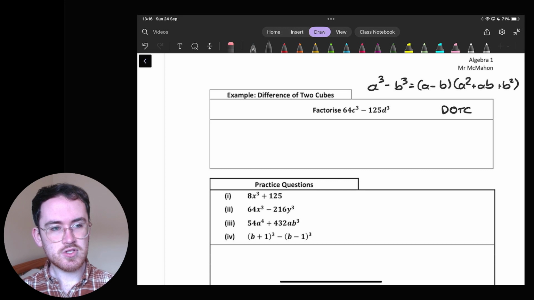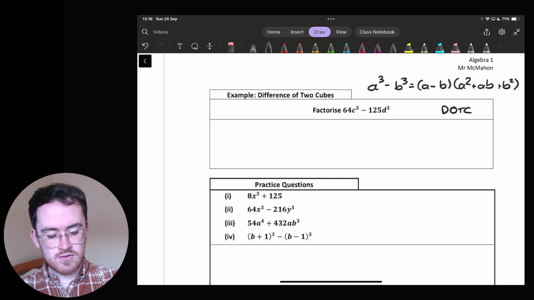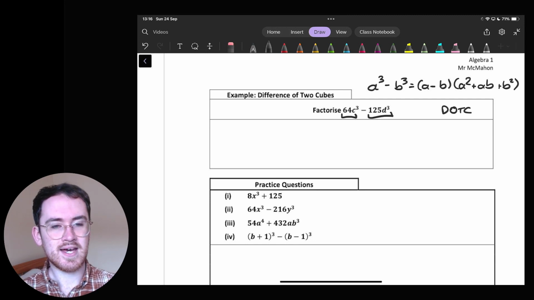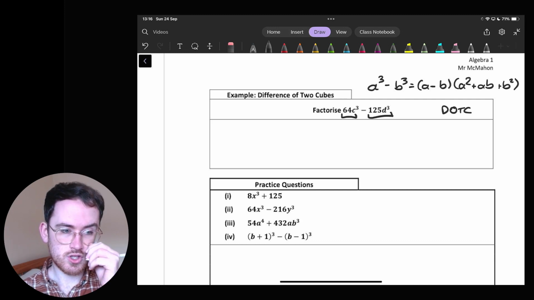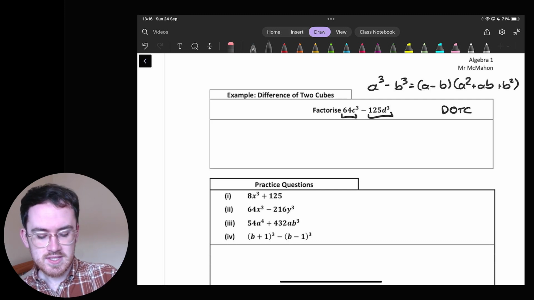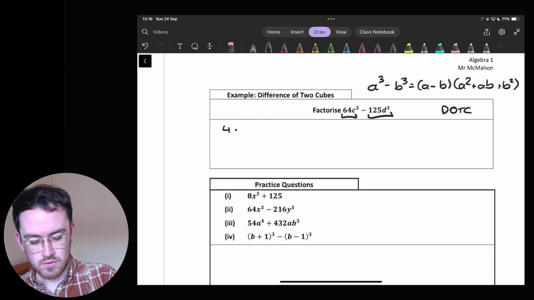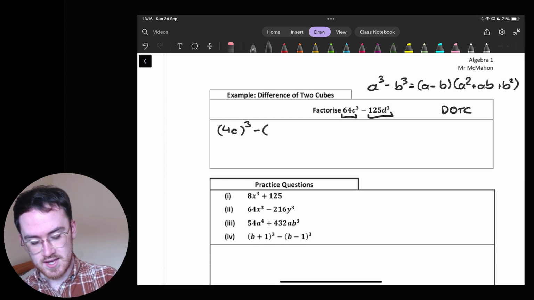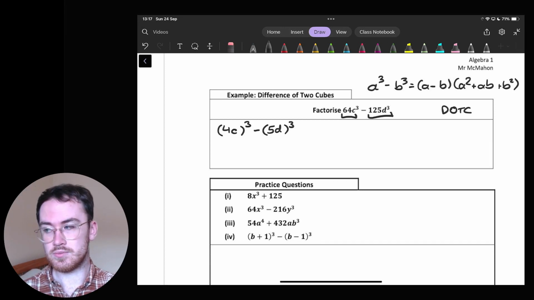So our first step is going to be to rewrite each of these terms, the 64c cubed and the 125d cubed, as just something cubed. We should be getting used to our cubed numbers, but if we're not sure, we could use the cube root on our calculator. In this case, 64 is the same as 4 cubed, so that's going to be 4c all cubed. And then 125 is the same as 5 cubed, so that is 5d all cubed.